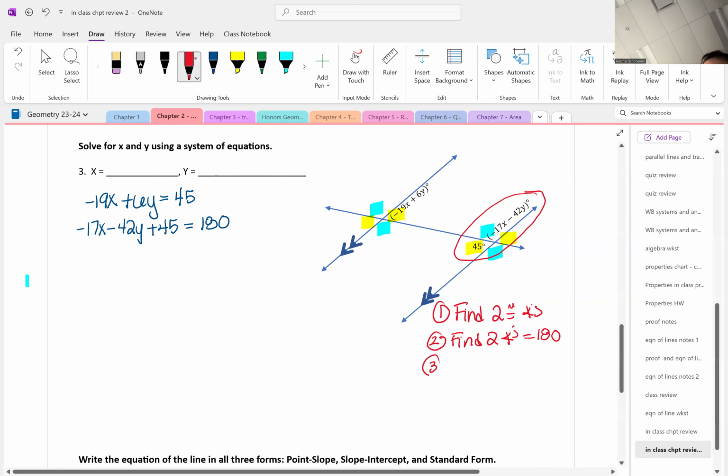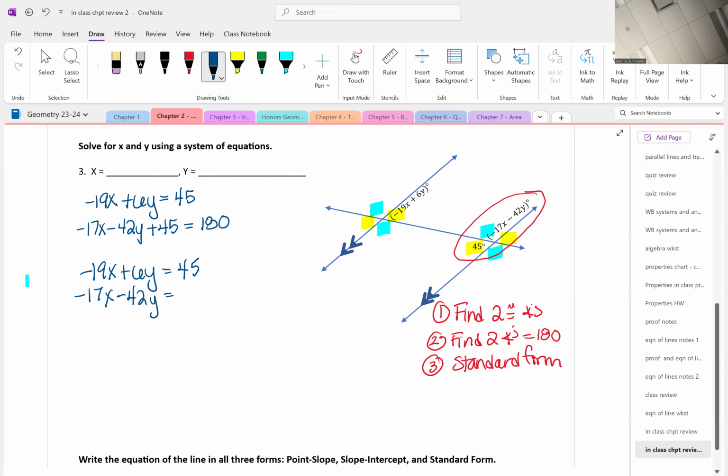Okay, step 3, write them in standard form. Well, equation 1 was in standard form. Negative 19x plus 6y equals 45. Equation 2, though, is not in standard form. The x's are okay, and the y's, but we need to get that 45 on the other side. So 180 minus 45 is going to give us 135. All right, now we need to eliminate the x's or y's. Okay, and then the last step is to solve.